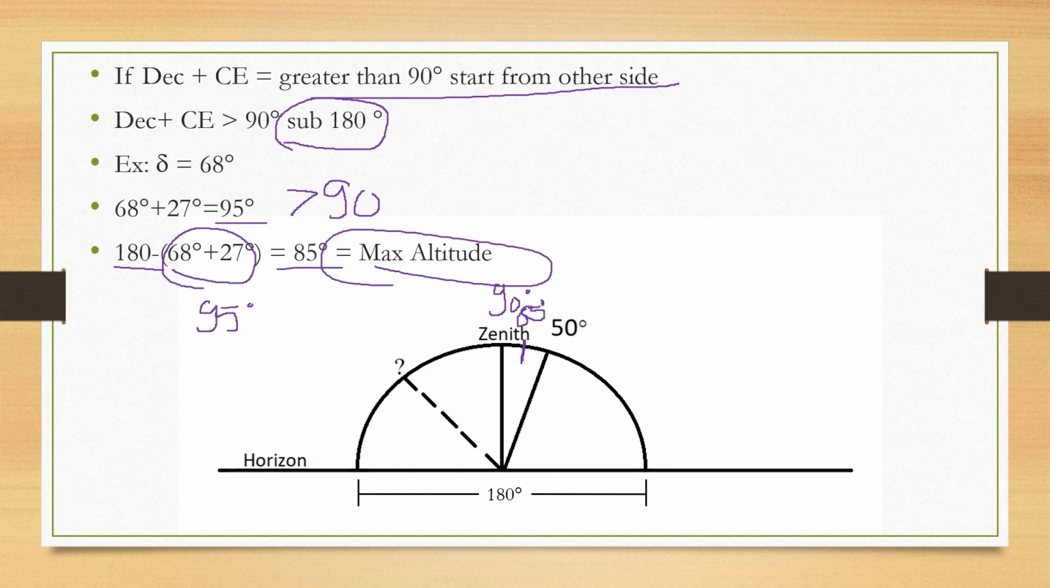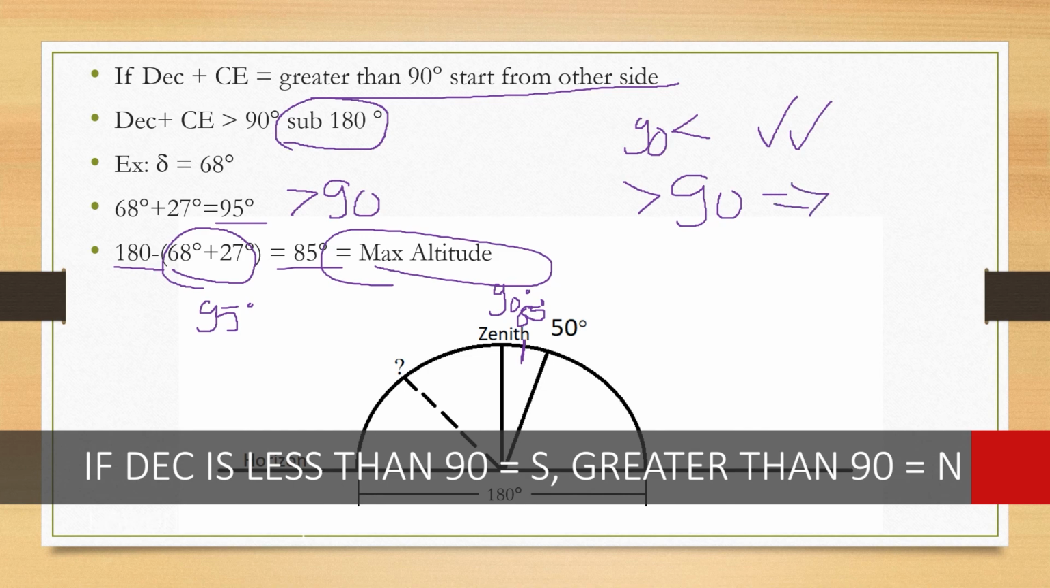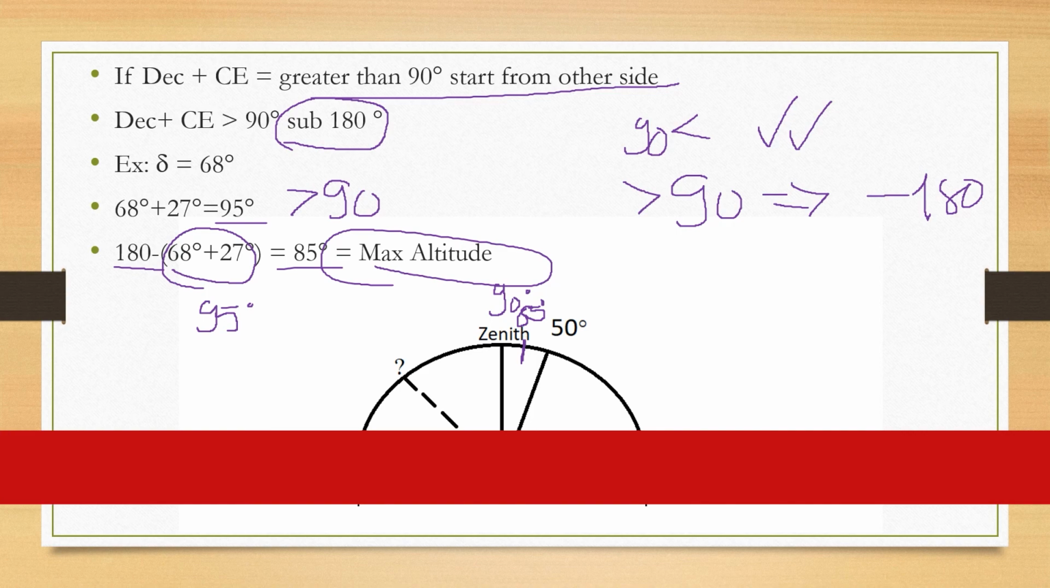All right? And just please remember that. If it's less than 90, you are A-okay, right? Less than 90, you are perfectly fine. Greater than 90, subtract by 180. All you need to remember for this. This is how we're going to do this part of the lab.